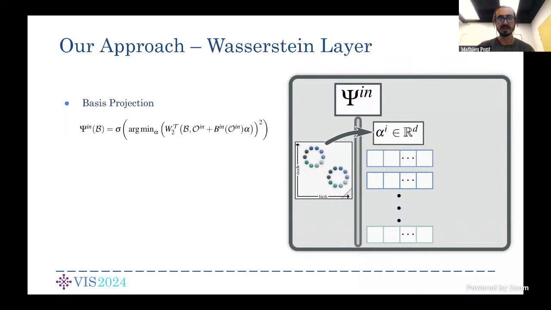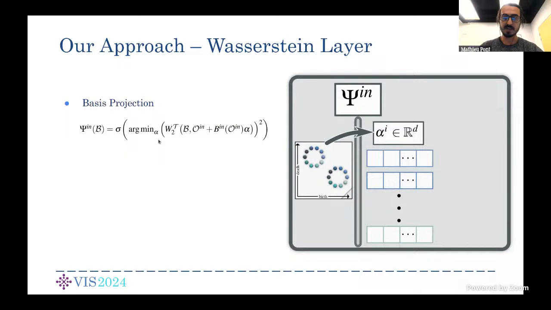And as in the Euclidean setting, we'll define this as a projection on a basis, but here in the Wasserstein space. We want to find the coordinates of a diagram in this basis that minimize its distance to an input diagram. However, doing a projection in the space of topological representations is not as simple as in the Euclidean space, and we propose an iterative method to approximate this in practice, and the details are in the paper.